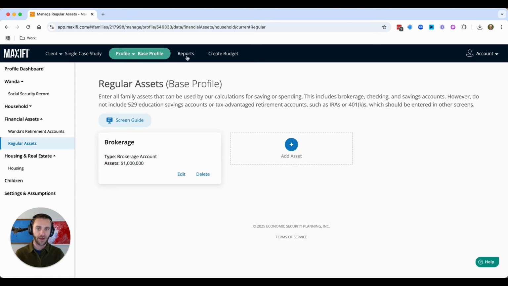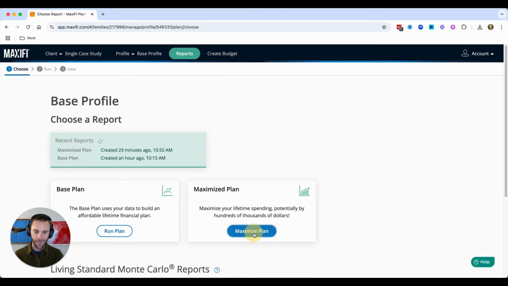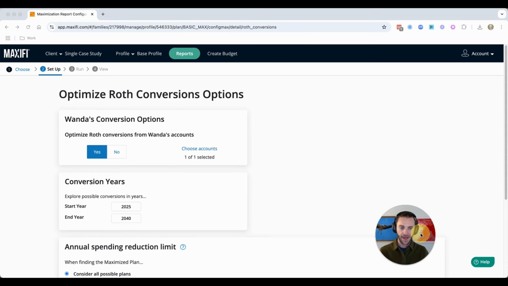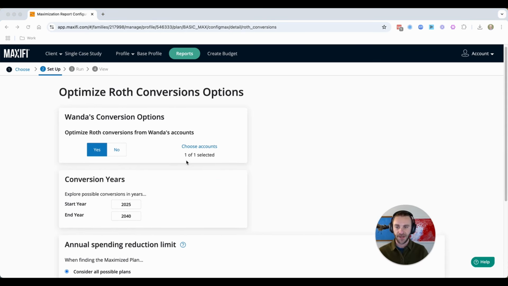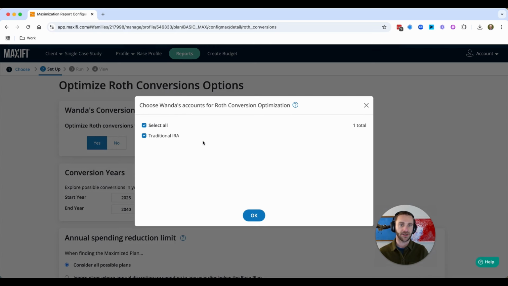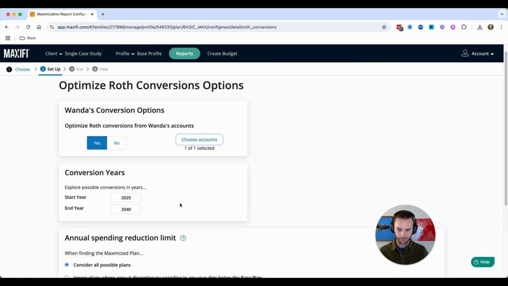To get started with the Roth Conversion Optimizer, you'll click Reports. You'll click Maximize Plan, and you will select the option here that says Optimize Roth Conversions and Continue. At this point, you'll have a couple options. The first is, do you want to look at conversions for this individual? Yes. What accounts would you like to potentially focus on or not focus on for the Roth conversion? So you could select or deselect different accounts.